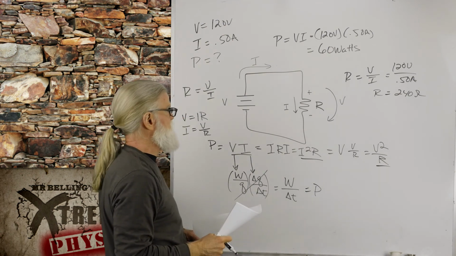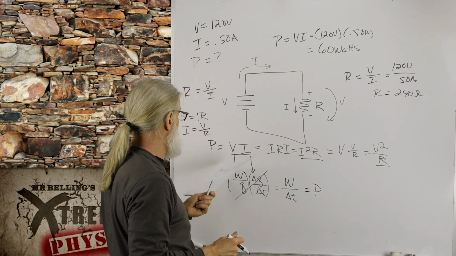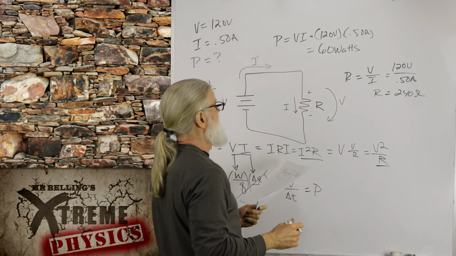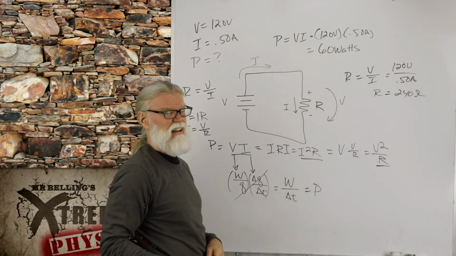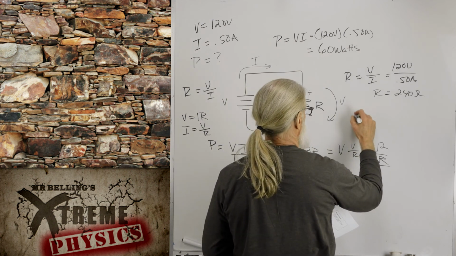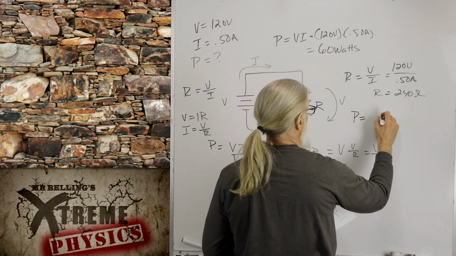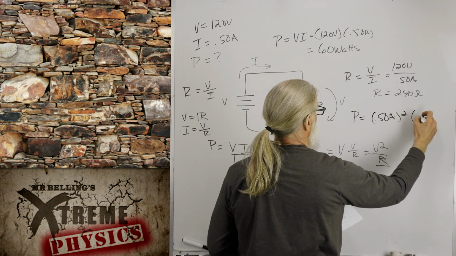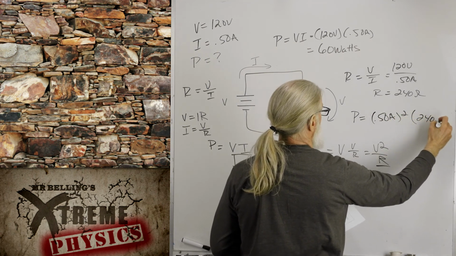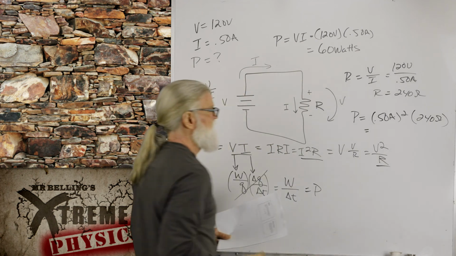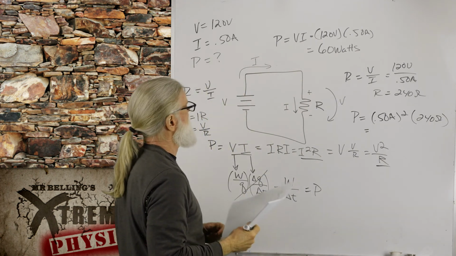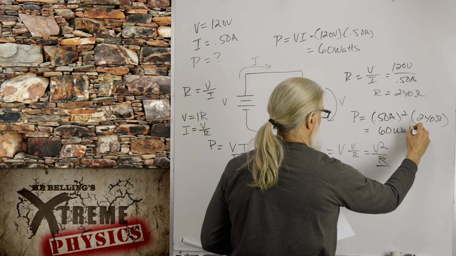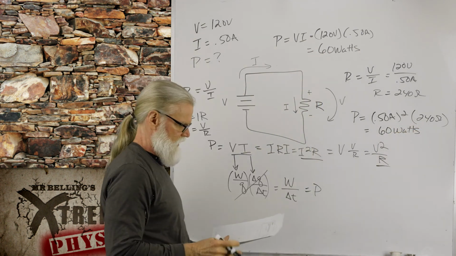Well, I wonder if I could calculate it like this. I wonder if I could say power equals I squared R. Why don't we try that? Power equals half an amp squared times R, 240 ohms. Oh, we still get 60 watts. All right, so that was power.